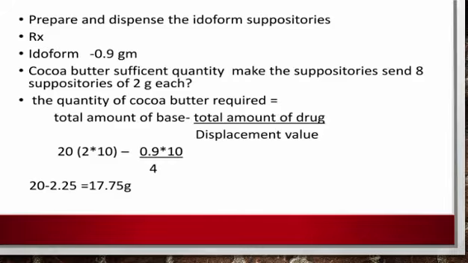This is also another problem which uses the displacement value for the calculation of preparation and dispensing of iodoform suppositories, which has iodoform of 0.9 gram and cocoa butter in sufficient quantity to make 8 suppositories of 2 gram each. With the help of the displacement value, we can easily find out the amount of base and the total amount of drug, and thereby the quantity of cocoa butter required for the preparation of iodoform suppositories.